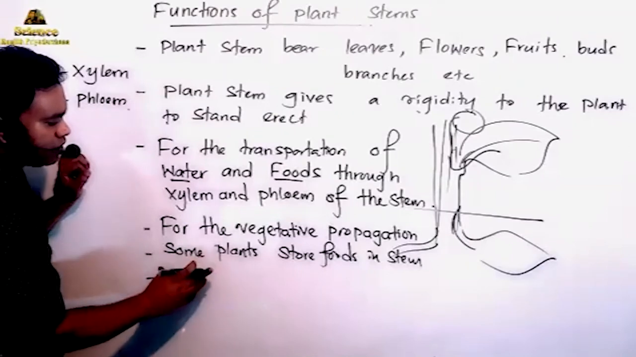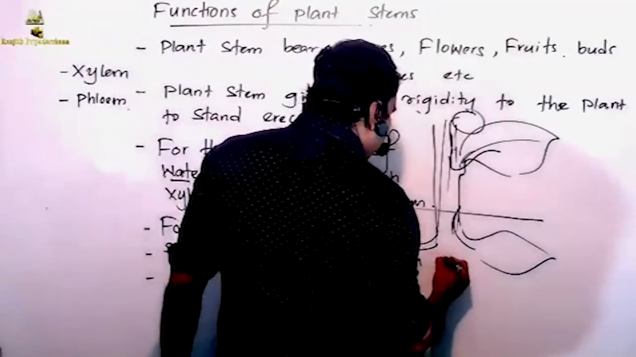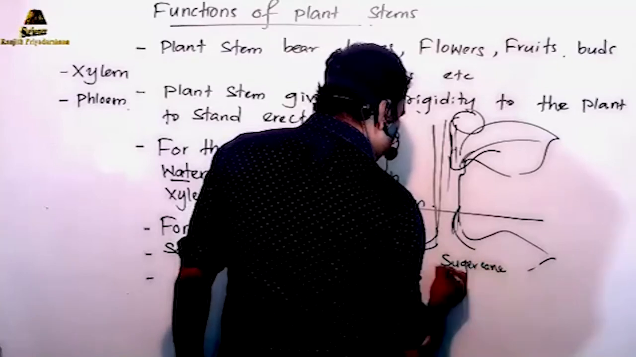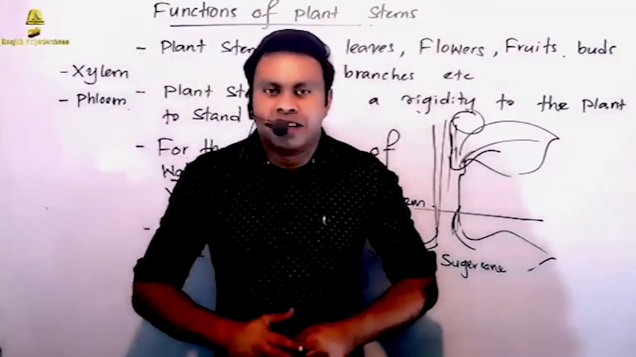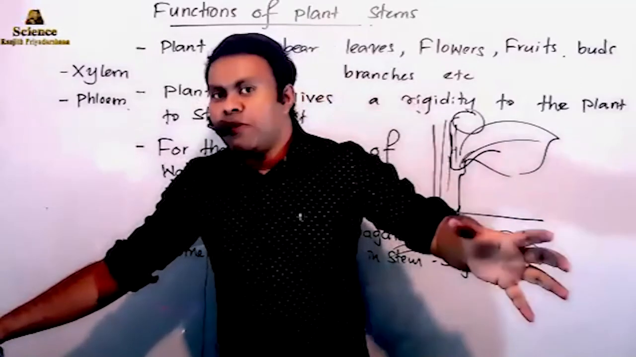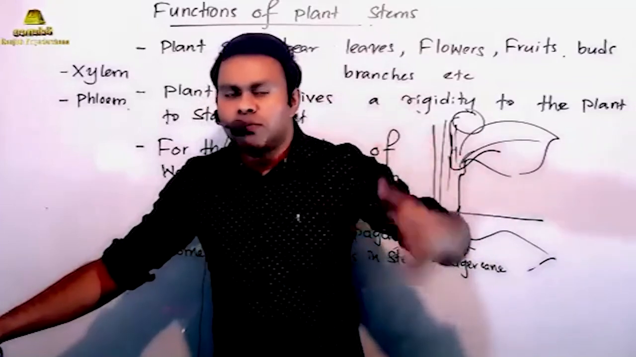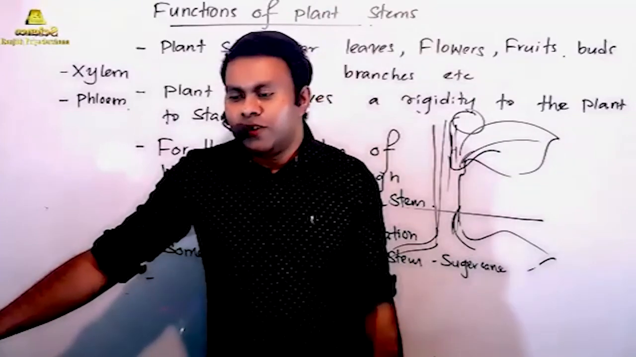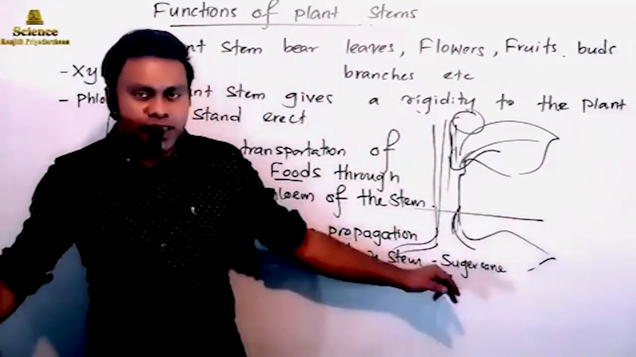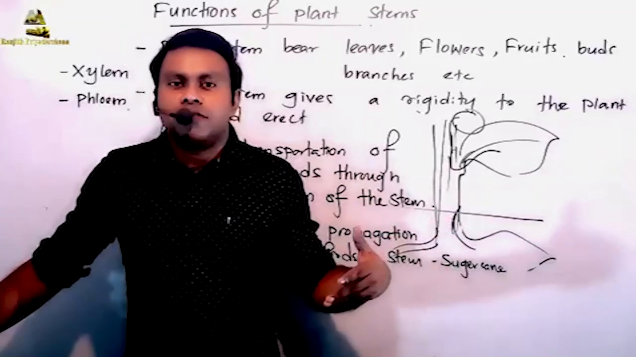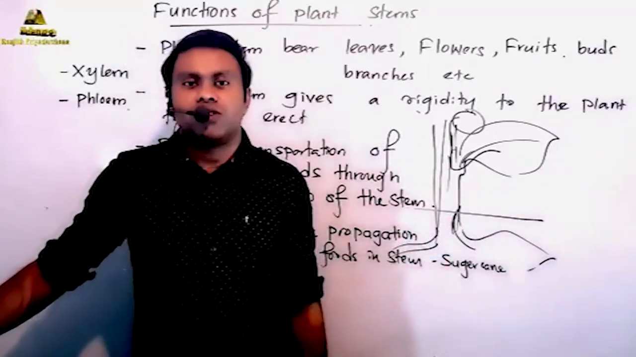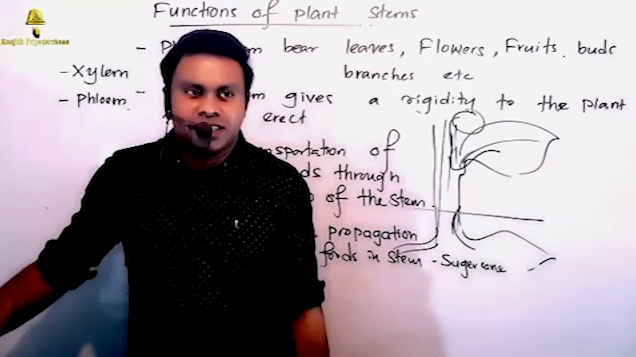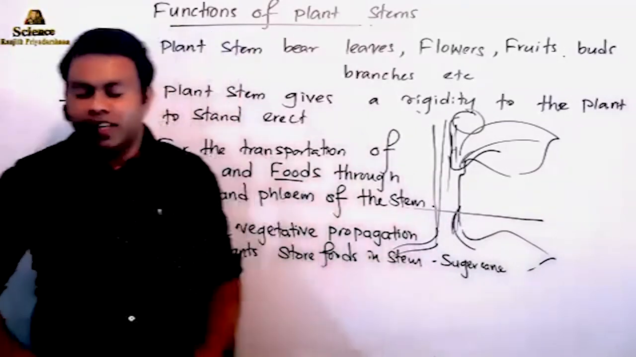Yes, sugarcane is like a plant that stores foods in the stem. Palm-like plants can also store foods in the stem. Right? So one of the best examples is sugarcane. It stores sucrose, sugar, in the sugarcane stem. That makes it sweet. I know that you have experienced it. Okay. Next, take down.